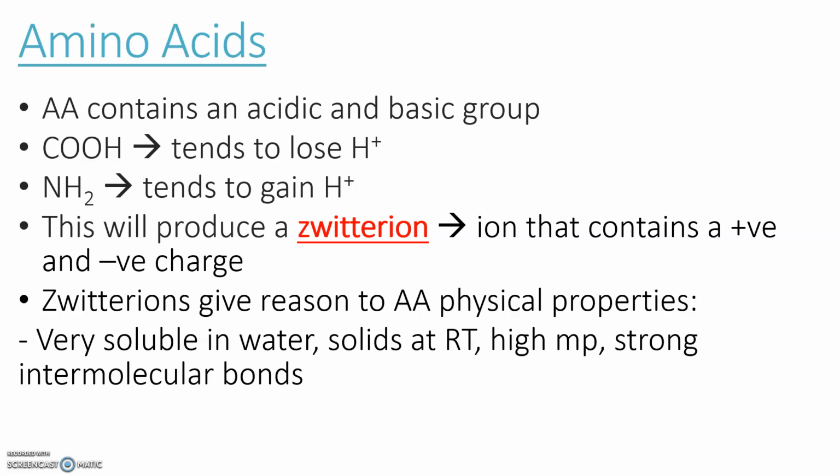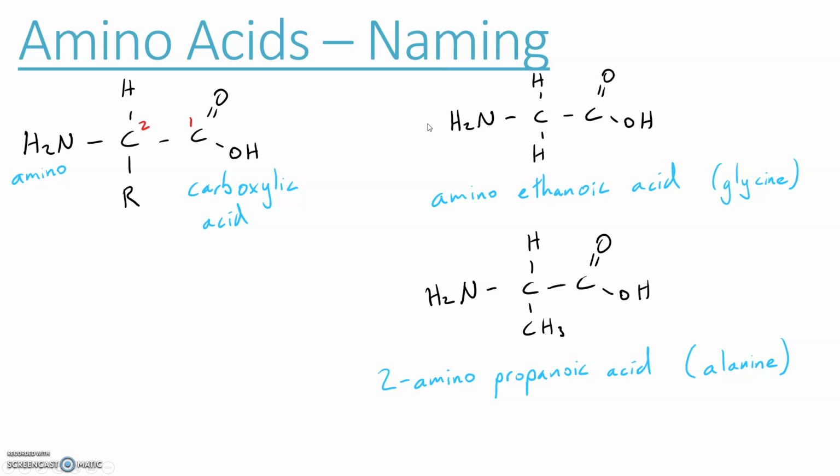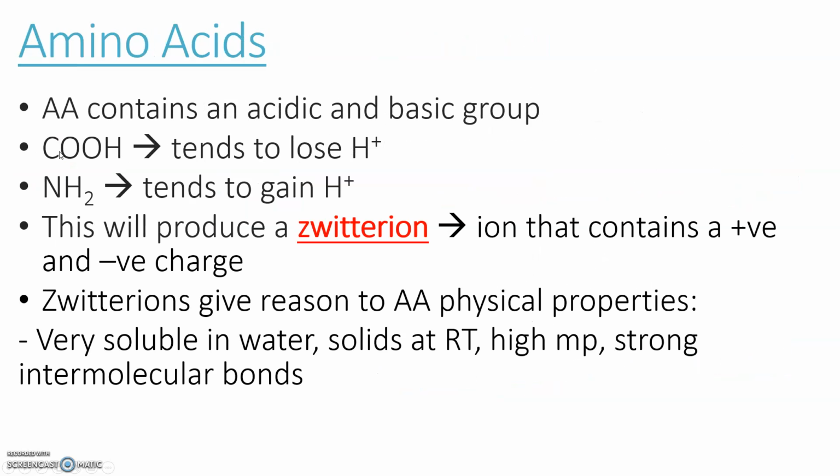Okay, so an interesting thing with amino acids is that they contain an acidic group and a basic group. Now let's go back to our diagrams. The carboxylic acid group here is an acidic functional group, but the amino group is a basic functional group. So they behave as both an acid and a base. The carboxyl group tends to lose hydrogen ions, it's a proton donor, and the amine group tends to gain hydrogen ions, it's a proton acceptor. And we call this a Zwitter ion, so it's an ion that contains a positive and a negative charge at the same time.